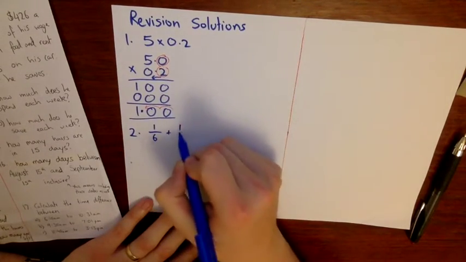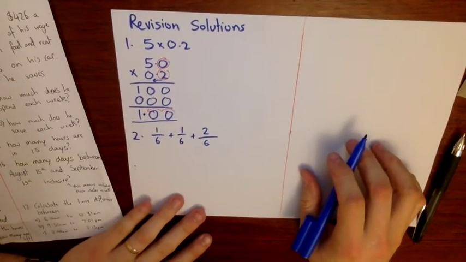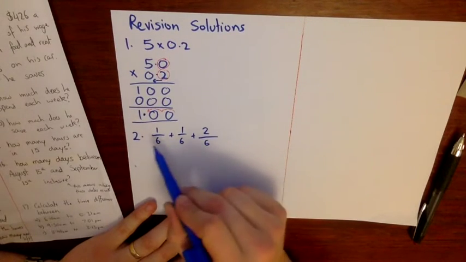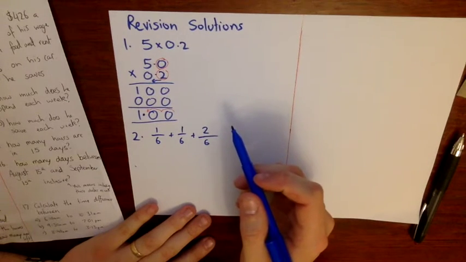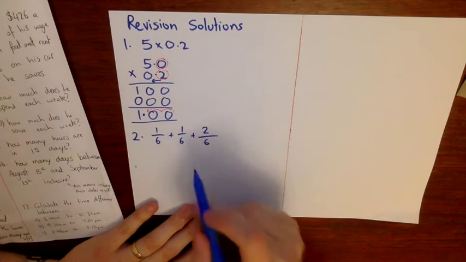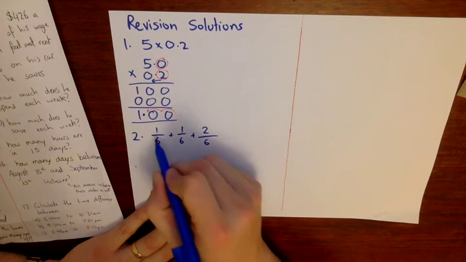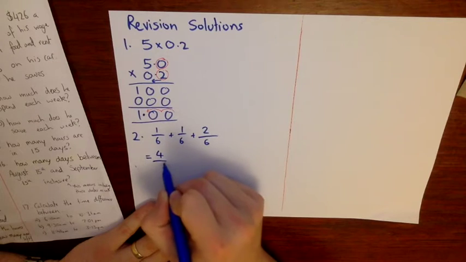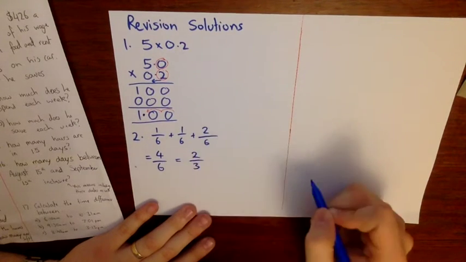1/6 plus 1/6 plus 2/6. Now, in this case, all of our denominators are equal. Now, we need denominators to be equal when we're adding or subtracting fractions. And so in this case, we don't have to do any changing. We can just go straight away to adding up the numerators. We have our plus symbols in there. So 1 plus 1 plus 2 is simply 4/6, which we can simplify to 2/3.